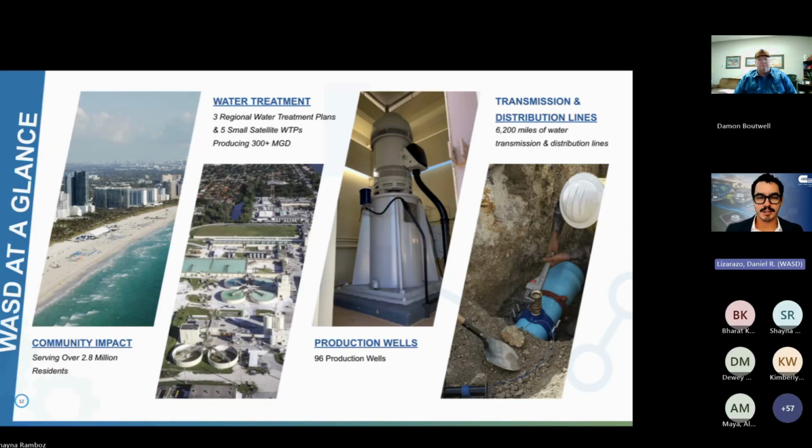Again, my name is Daniel Izarazo. I'm the AMI Program Director for Miami-Dade County Water and Sewer. I'm happy to be with all of you here today. I'm looking forward to the discussion.